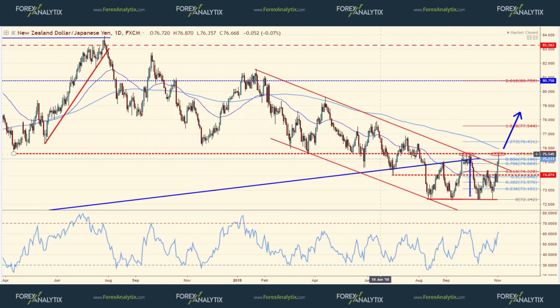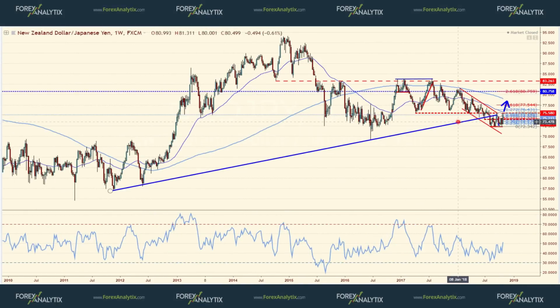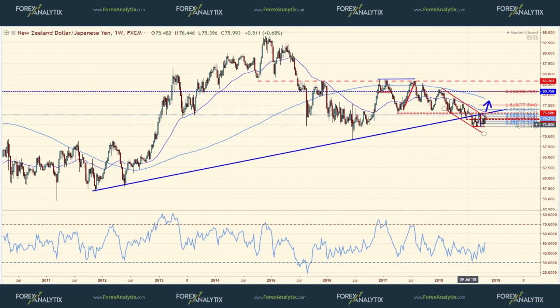Now, you'll notice this blue line that comes right through here. This is significant. Why? Go to a weekly chart. This was a long-term breakdown point, and you can see we spent several months below this trend line. If we break back above that trend line, we could probably trade back up towards 79 or 80 yen. We're trading at roughly 75.50, so that could be a big move for the Kiwi yen higher.